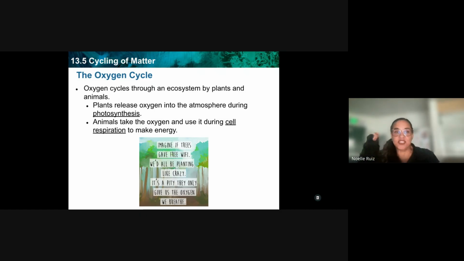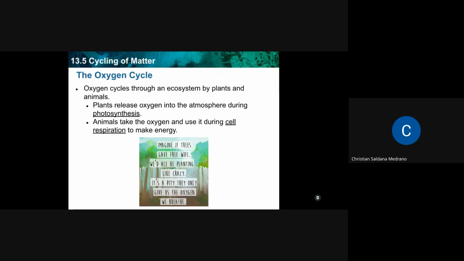And I like this saying, imagine if trees gave free Wi-Fi. We'd all be planting like crazy. It's a pity they only give us the oxygen that we breathe. So they actually give us something vastly more important, which is why they should stay in the ground and not be cut down. They give us fossil fuels too.